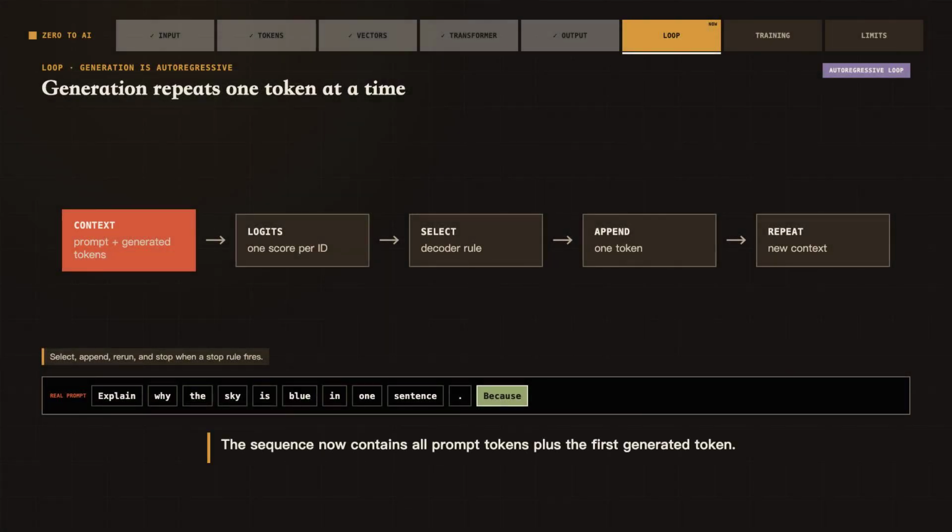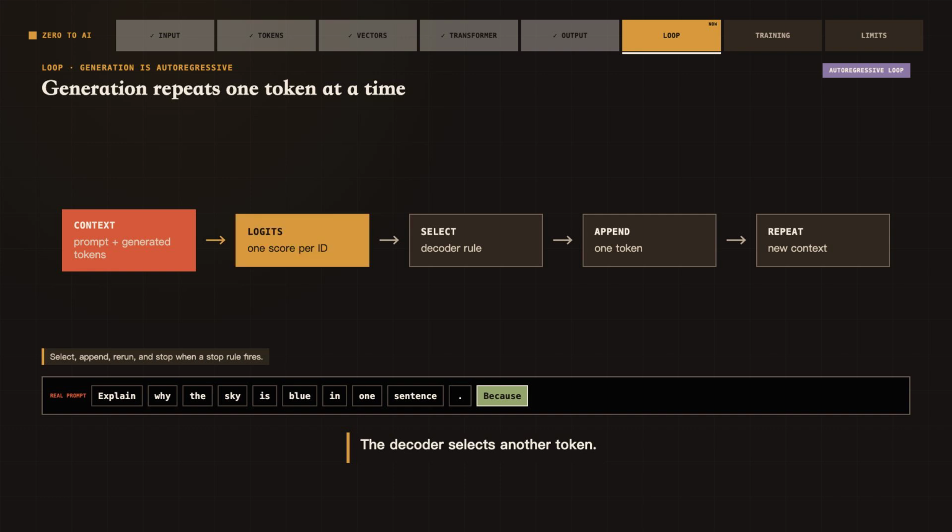The sequence now contains all prompt tokens, plus the first generated token. The model runs again, and produces a new distribution for the next position. The decoder selects another token. That token is appended. The cycle repeats. Context becomes logits. A decoder selects one token. The token is appended, producing a new context. This is autoregressive generation. Every new choice becomes part of the input condition for the next choice.